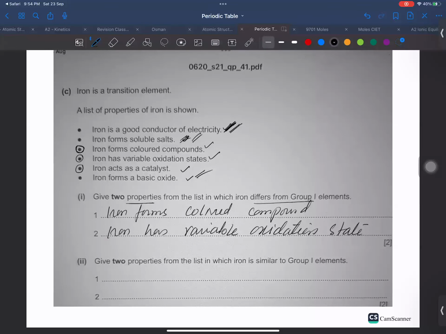So you can say that a good conductor, right? That is the right thing. You can talk about good conductor of electricity and soluble salts. So this is the similarity of group 1 and transition metals. Right, every one of you?